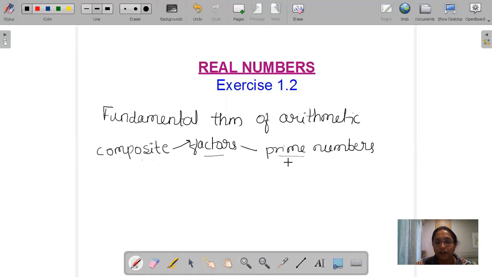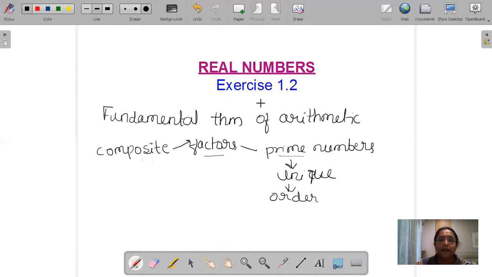Then here we have two conditions again: these factors, which are prime numbers, will be unique, and their order may be different. We have studied this in the previous video.